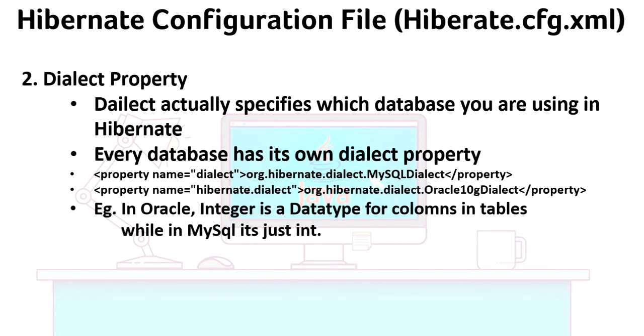For example, in Oracle, integer is a data type for columns in tables, but in MySQL it is just int. So we are basically telling Hibernate that we are using this type of Dialect, meaning this type of SQL queries, in the Hibernate application.